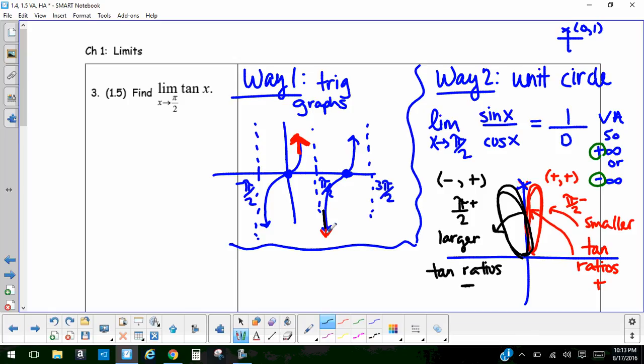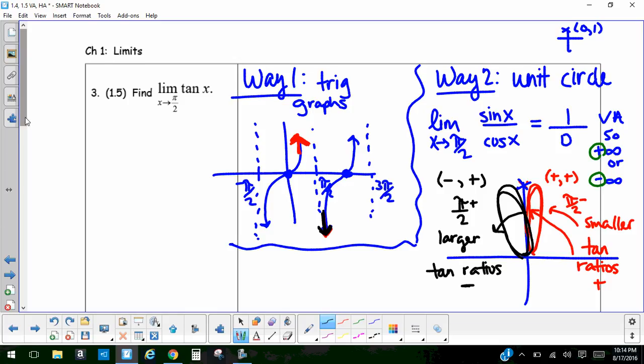And I can see that back over here on the graph, that when I was bigger than pi over 2, on the right side of pi over 2, my graph was pointing down. So I can see from the graph that one side goes up and one side goes down, and I can also see on the unit circle approach that from one side, when I was smaller than pi over 2, I got positive ratios, but once I passed it and was larger than pi over 2, I got negative ratios.